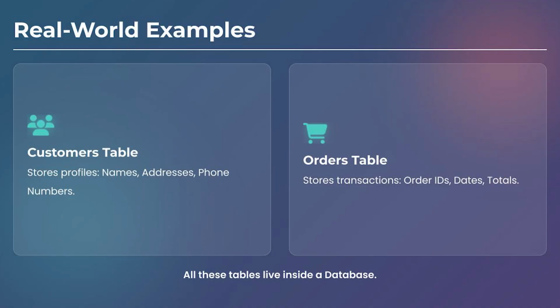In a relational database, tables are the building blocks. They define what type of data you're storing and how it connects to other data. Tables live inside databases, and databases can have dozens, hundreds, or even thousands of them, all working together to represent a real-world system.